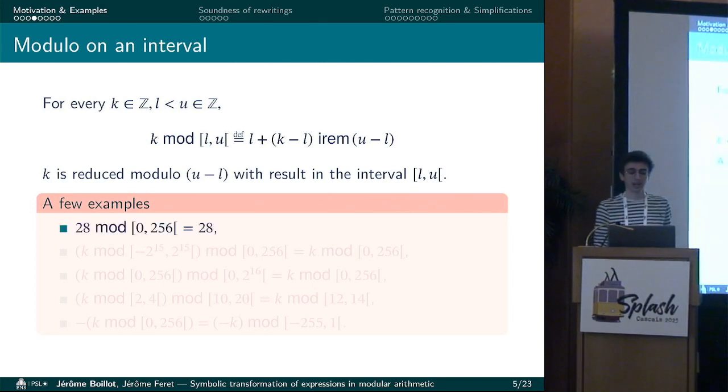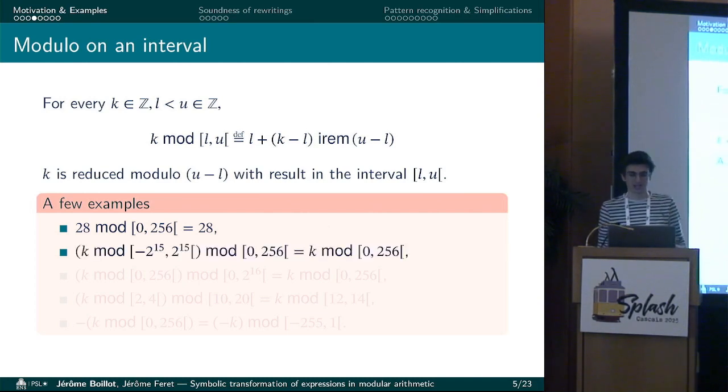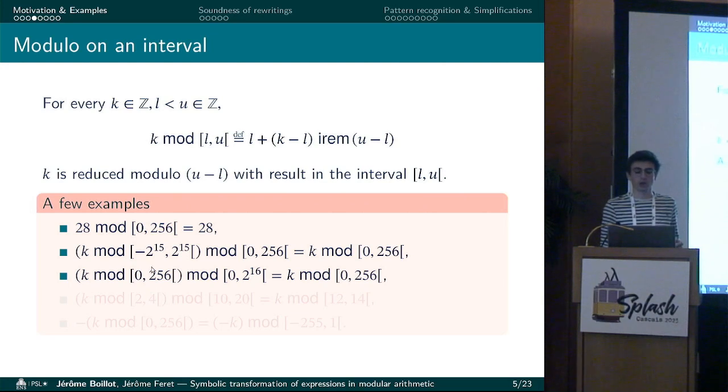If k is already within the interval bounds, so for example 28, then the modulo computation just acts as the identity. If the size of the outer modulo interval divides the size of the inner modulo interval, then the inner one can be discarded. If the inner modulo is included in the outer modulo interval, then the outer one can be removed. It just acts as the identity.